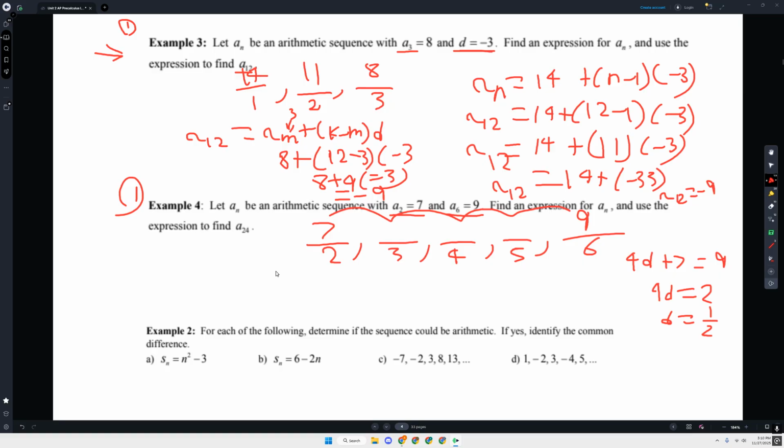And then from there, we can make our a_n equation. So we need to find a_1 though. So we're going to go back 1, which means we're going to subtract 1/2. So now we're going 7.5. No, wait, 6.5. So we have our a_n now. So we have 6.5 plus (n minus 1) times 1/2.